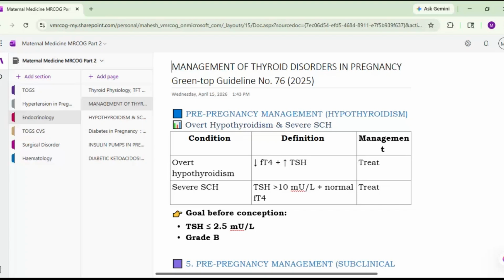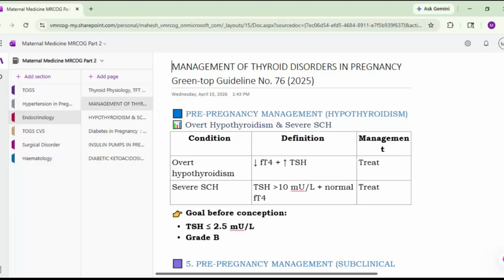So, management of thyroid disorders in pregnancy, Green Top Guideline number 76. The next subsequent part of this guideline is the pre-pregnancy management. Now, different conditions of the thyroid we will see in this particular section.